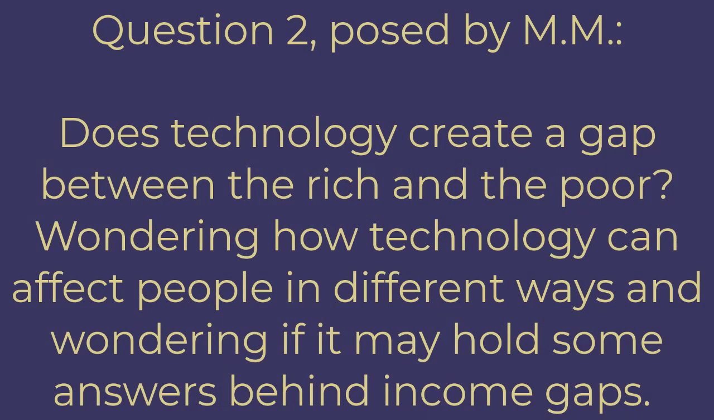And so the questions for sociology tonight are from students who are interested in starting to understand how it can be that there can be interactions and groups in a structure that changes the world somehow. So student MM has a great question, a really complicated question and a good one. MM writes, does technology create a gap between the rich and the poor? I was wondering how technology can affect people in different ways and wondering if it may hold some answers behind income gaps.